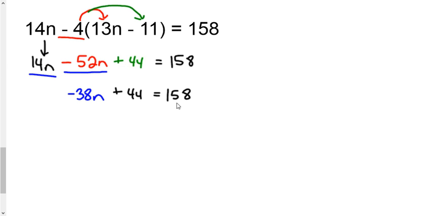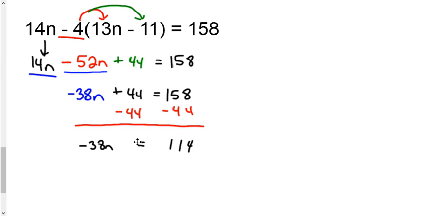But as you can see, we now have a nice and neat two-step equation. So let's go ahead and subtract 44 from both sides. And we get negative 38n equals 114. That lets us go ahead and do the inverse operation of division in this case. And let's see, 114 divided by negative 38 is negative 3.